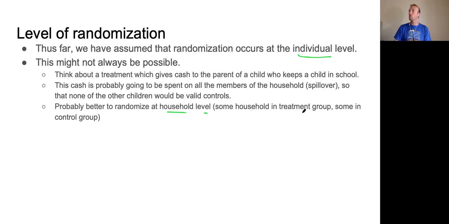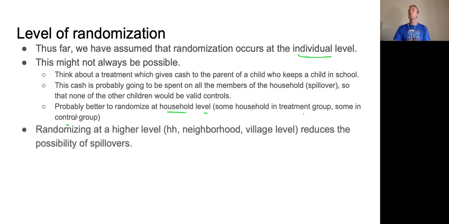So we put some households in the treatment group and some in the control group, and then on average, we can look at their averages, make sure they're the same. Then we give money to households, and they go ahead and use it, and then we measure the household outcomes afterwards.